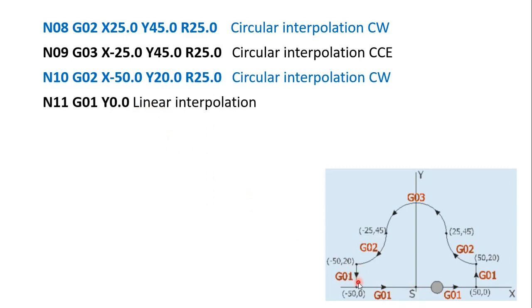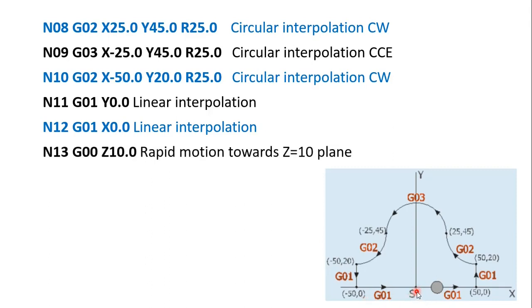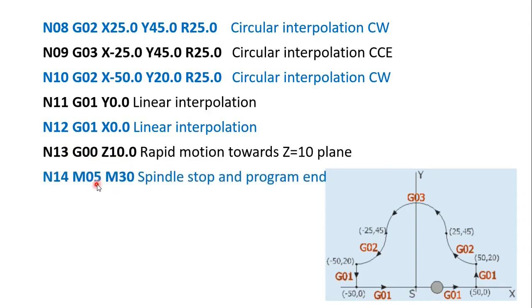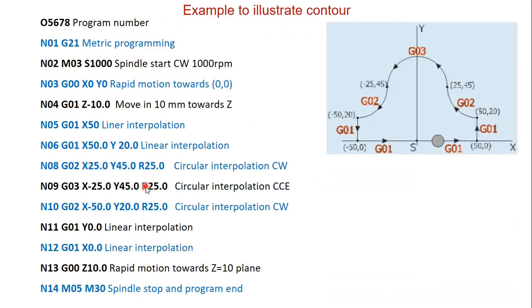I don't have to change the X value because only the Y value is changing. So if nothing is mentioned about X and Y, whatever the earlier X and Y positions are, those are taken into account. Okay, so you can see from here I am moving to this position, that is G01 X0, so X is 0, Y is 0. I reached here, and from here the tool will move up from the workpiece at a distance of 10 mm. Okay, that is a rapid motion. And then M05, M30, that is the spindle will get switched off and the program will end.